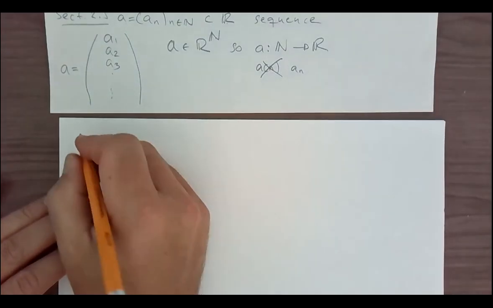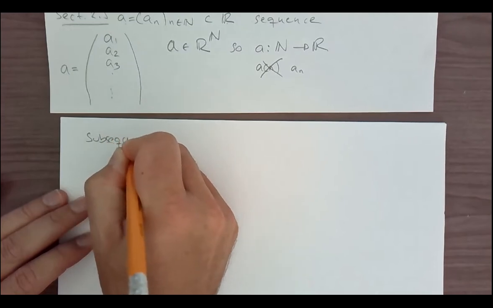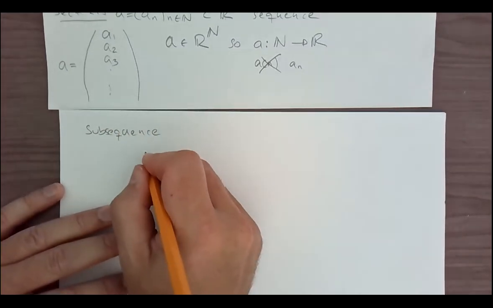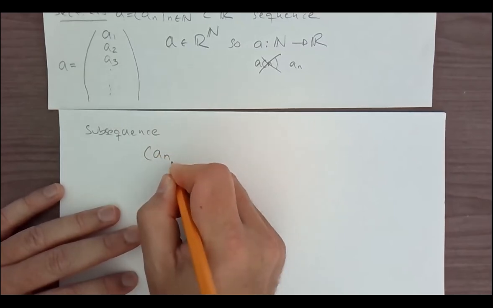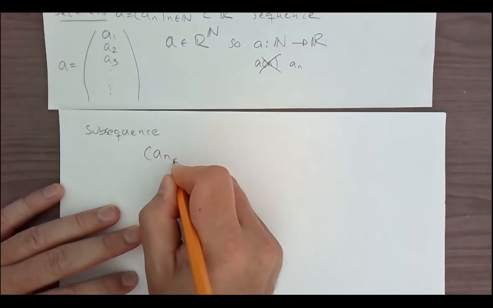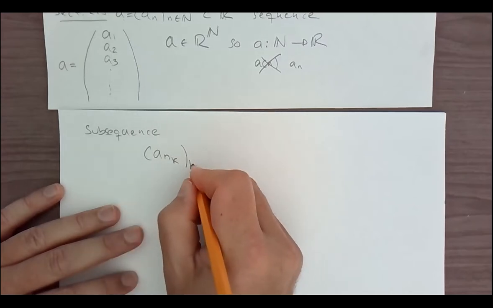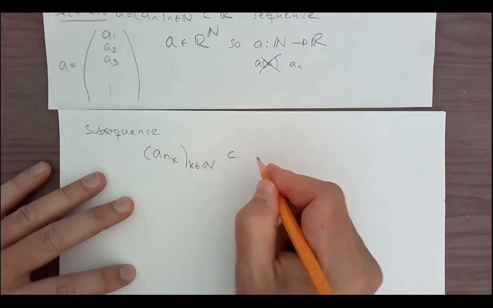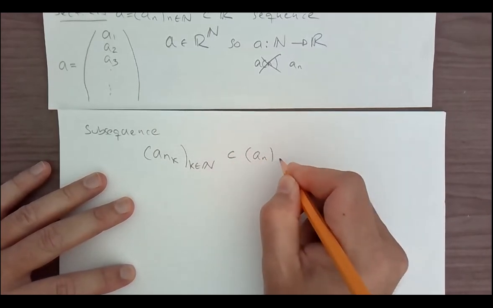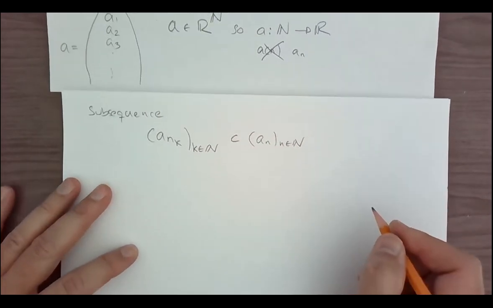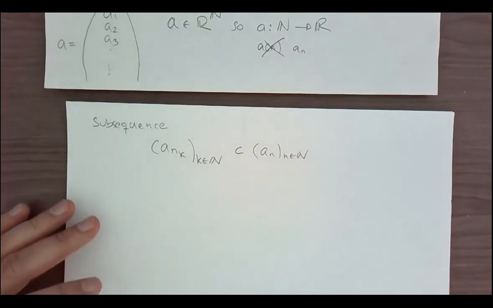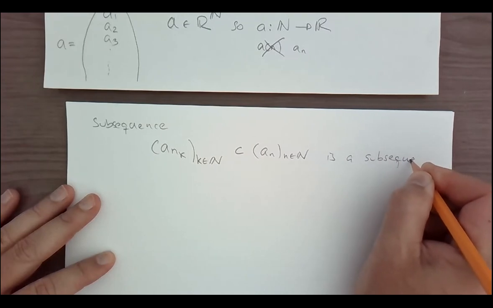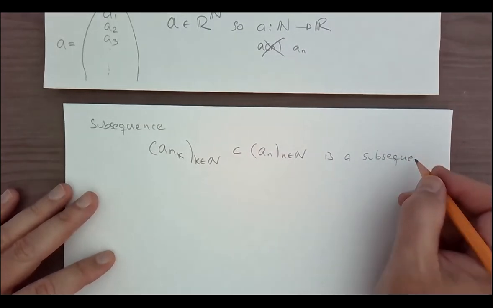We also mentioned that there's something called a subsequence, and now we're going to be talking a lot about subsequences. So a subsequence is a_{n_k}, where now the index that is running is k. So this is a subsequence, inside the set a_n. It's just a subset of the original sequence.